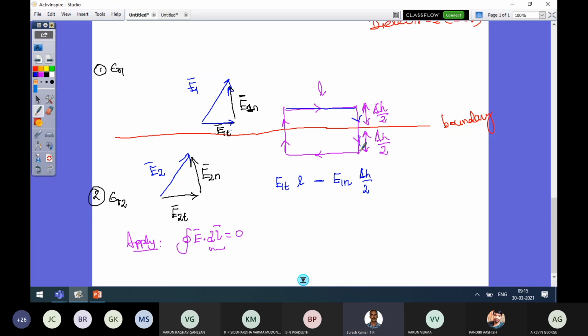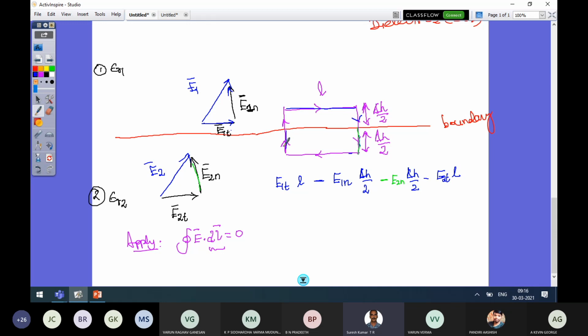Now continue to this segment. This segment length is delta h by 2, multiplied with the electric field. But now we are in medium 2. In medium 2, parallel to this, you have the vector E2N. But the electric field and displacement are in the opposite direction, so minus sign. Continue with this segment. The length is L, and you do the dot product with E2T. Both are in the opposite direction, so you insert a minus sign.